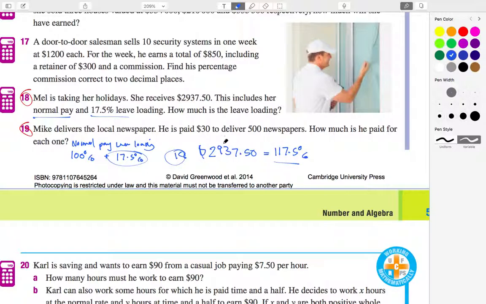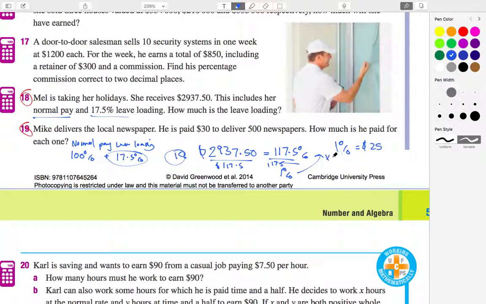But it's very important to know how to do it. So essentially, we know that that amount is going to equal 117.5%. We need to find how much 1% is, right? So we've got to divide both sides by 117.5. Okay, so if we divide that by 117.5, it's going to become 1%. So I'm going to do it up here. So if I divide 2,937.5 by 117.5, I'm going to get 25 bucks, right? So 1% equals $25.